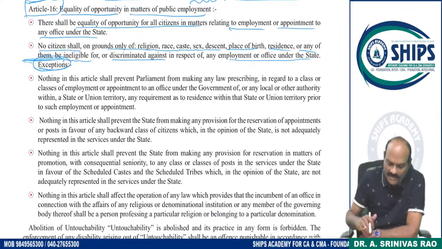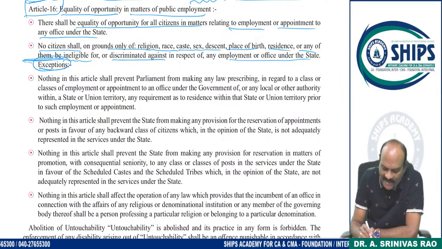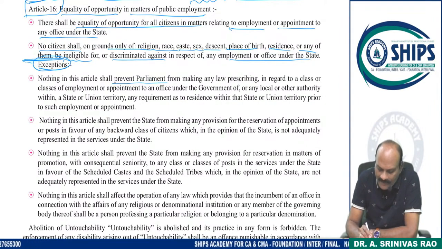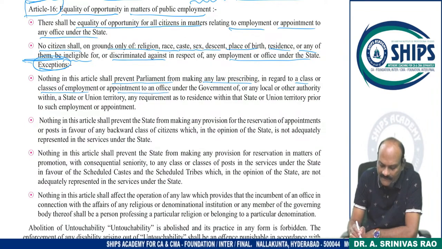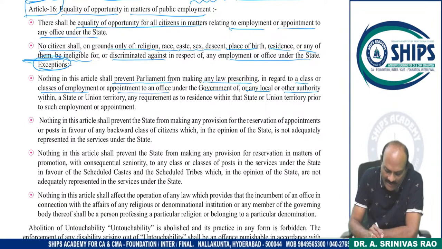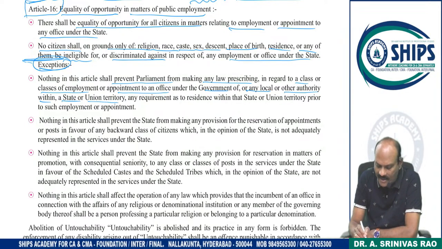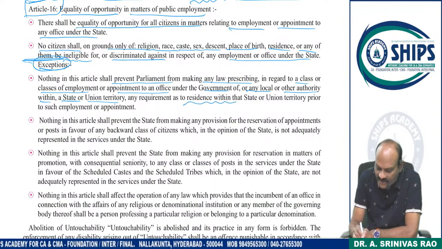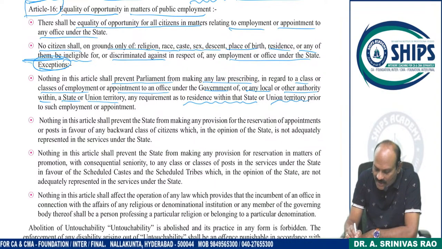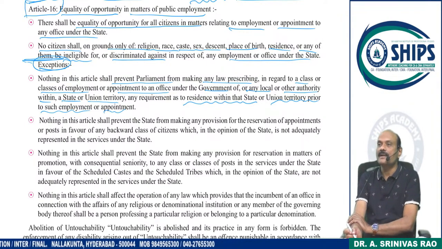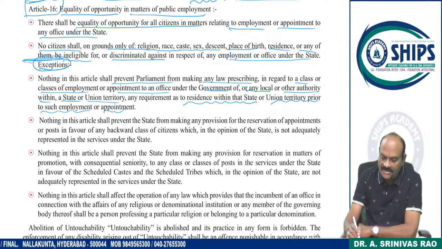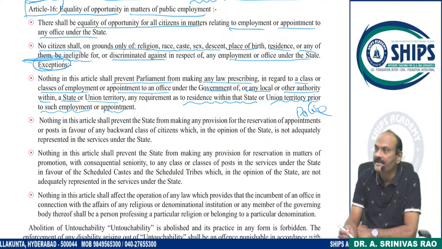When can you be discriminated against? See the rules there. Nothing in this article prevents Parliament from making any law prescribing, in regard to a class or classes of employment or appointment to an office under the government of, or any local or other authority within, a state or union territory, any requirement as to residence within that state or union territory prior to such employment or appointment. The best example is the police department. The example here is always the police department.